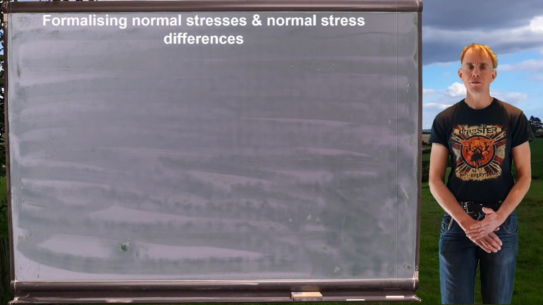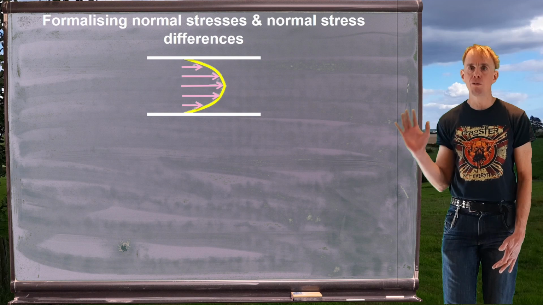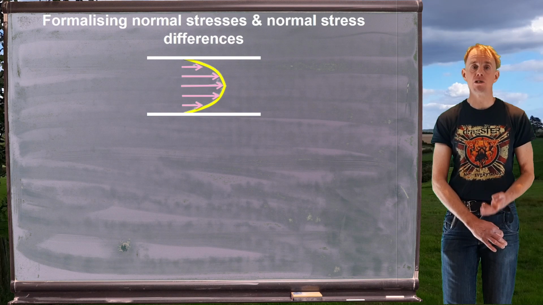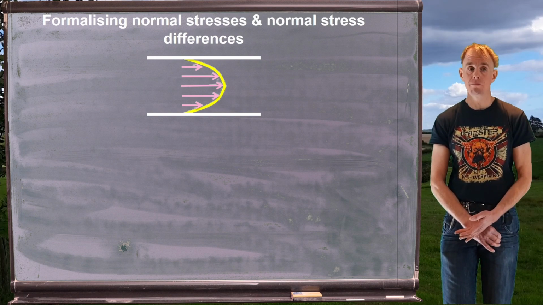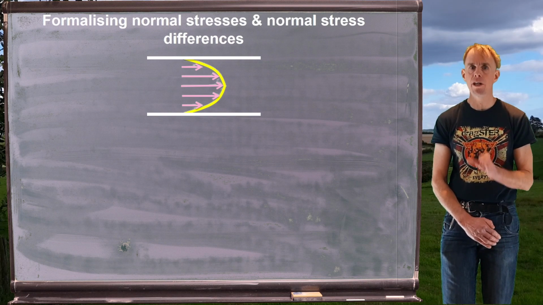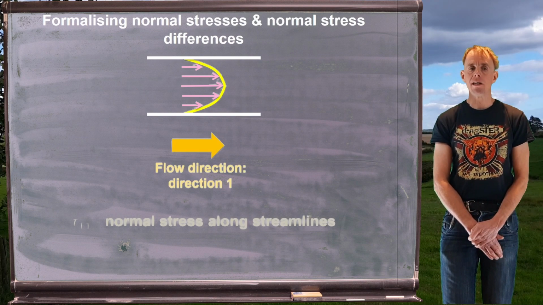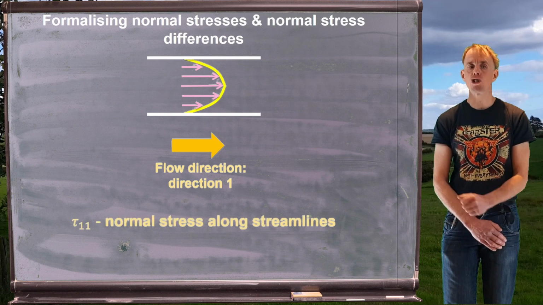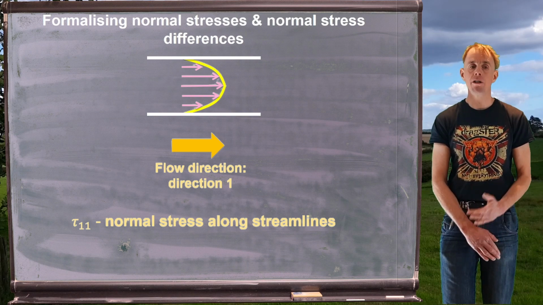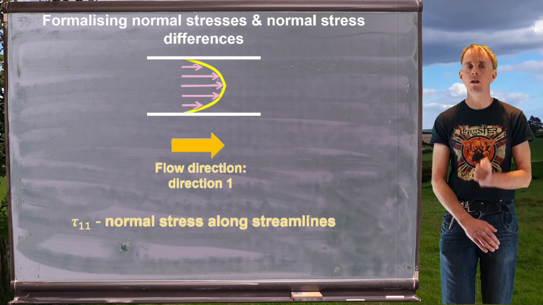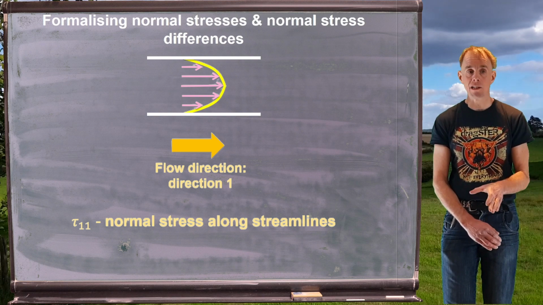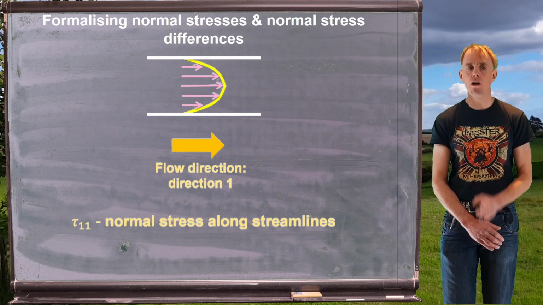So here on my blackboard, I'm going to put a diagram of a flow. To start with, I'm not going to put any coordinate directions on this flow. I'm going to acknowledge there's a flow direction and there's a direction in which that flow velocity changes. So let's just stick with that for now. My flow direction is direction 1. And the principal stress in direction 1, tau 1,1, is the normal stress along the streamlines. These streamlines could be going in the x direction, the theta direction, the phi direction. It doesn't matter. Tau 1,1 is the normal stress along the streamlines.